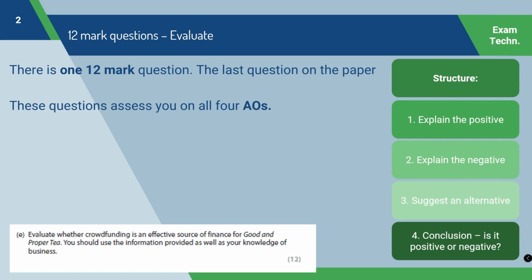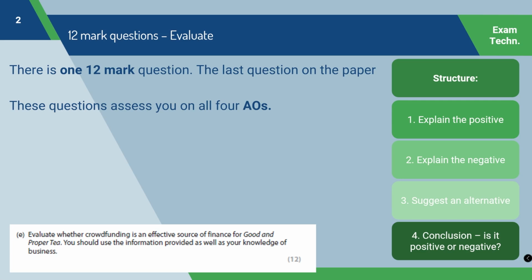So structure-wise, we are going to talk about the positive and the negative. Those are going to be our first two paragraphs. The alternative, we're going to touch on that in a second. And then the conclusion: is it positive or negative? To some degree, this is a similar structure to a 9 marker, except you don't have two options. You've got one option. But in terms of those main three paragraphs, paragraphs 1, 2, and 4, those are the most important bits.